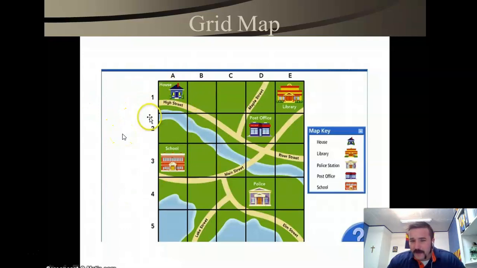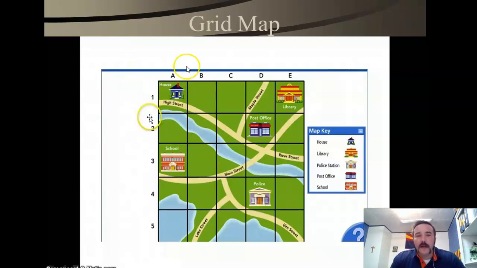So if I would ask you here on this grid map, what location is the house? And here you'd say, okay, remember, start with the letters first. It's in A1. If you're getting hungry for steak, I'm sorry. But A1 is right here. Okay. What is in A3?